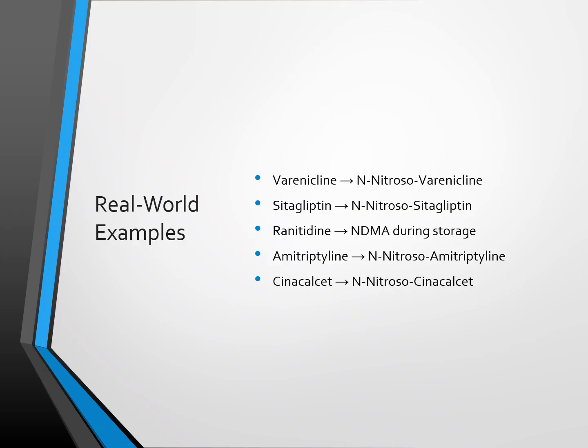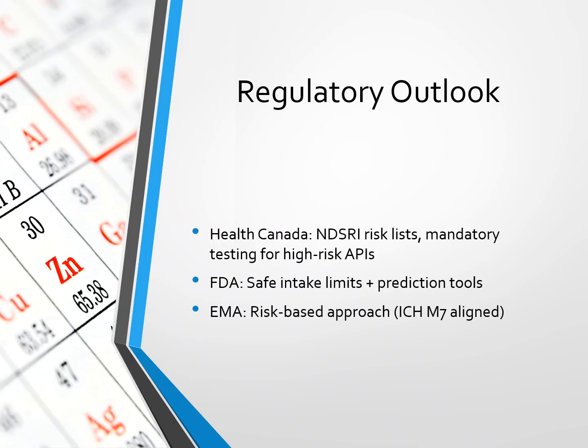To make this more tangible, here are a few real-world cases. In Varenicline, used for smoking cessation, regulators found N-nitroso-varenicline. In Sitagliptin, a diabetes drug, N-nitroso-sitagliptin was identified. Ranitidine, a well-known antacid, actually generated NDMA during storage, which led to its withdrawal worldwide. Even antidepressants like amitriptyline and calcimimetics like cinacalcet have been linked to NDSRI risks. These examples highlight how broad the problem really is.